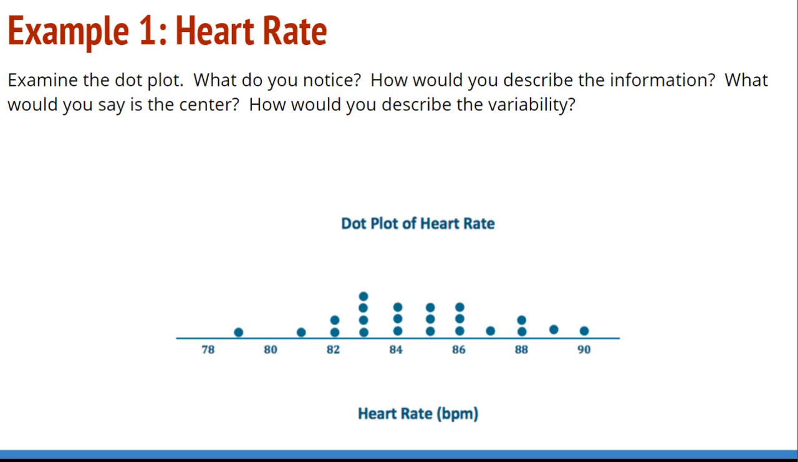So we have our dot plot here, and before we go any farther or any deeper, let's just take a moment here and look at this and say, what do we see? Is there anything that we notice? If someone asked you to describe the information, what would you say? If somebody said, where is the center of this data? What would you say? How would you describe the variability or the variety in this data set? This would be a great time to pause the video, think about those questions, and then continue.